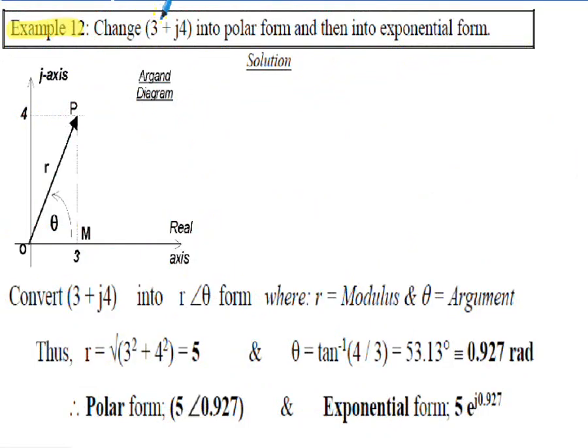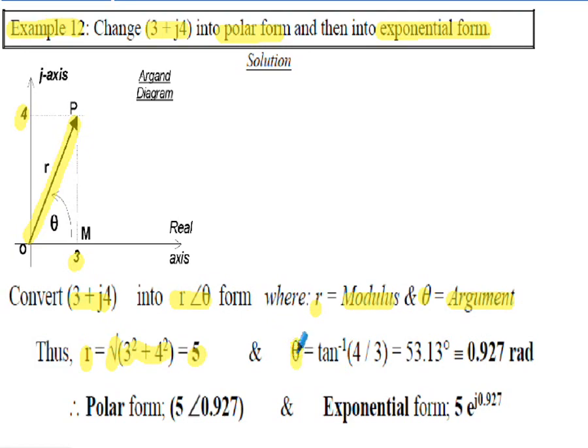Example 12. We're asked to change the Cartesian complex number 3 plus j4 into polar form and then into exponential form. So plot on the Argand diagram, 3 on the real axis, 4 on the imaginary axis. We're obviously in the first quadrant here. So to convert 3 plus j4 into polar form, our r argument theta format, r, don't forget, is the modulus, theta is the argument. So from Pythagoras theorem, r is equal to the square root of 3 squared plus 4 squared, so that's 5 in this case.